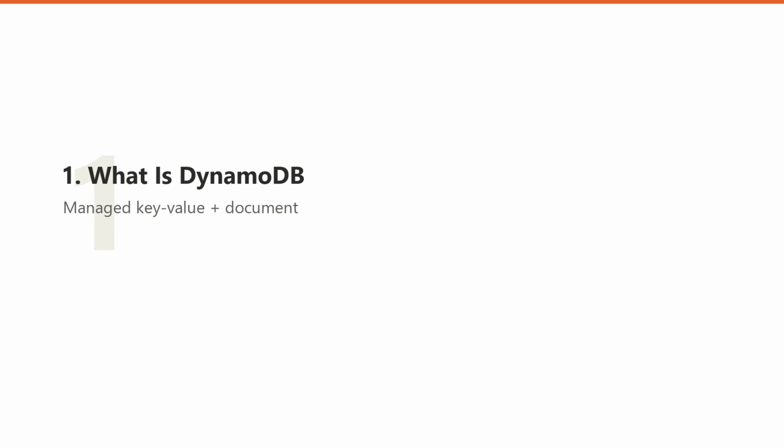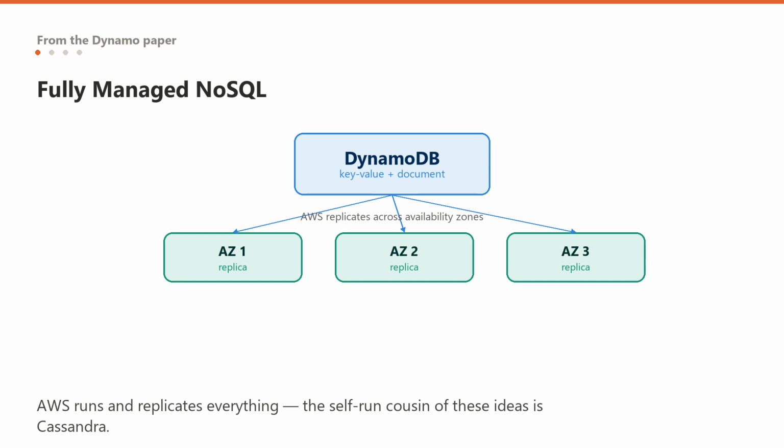Concept 1. What DynamoDB actually is. DynamoDB is a NoSQL database, specifically a key value and document store. There's no fixed schema and no joins. What makes it special is that it's fully managed and serverless. You never provision a server, patch software, or handle replication. AWS does all of that.